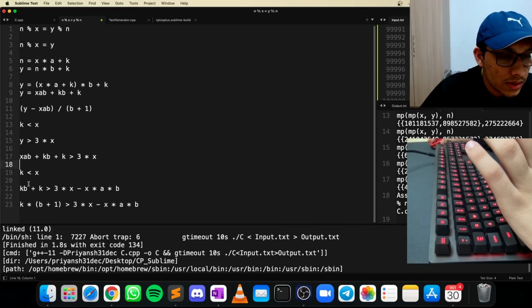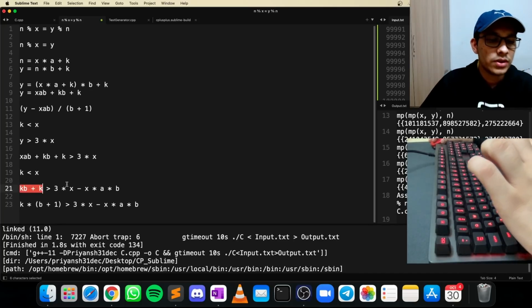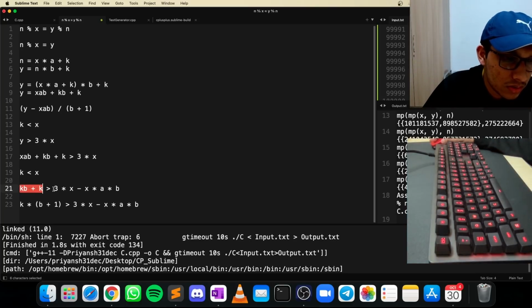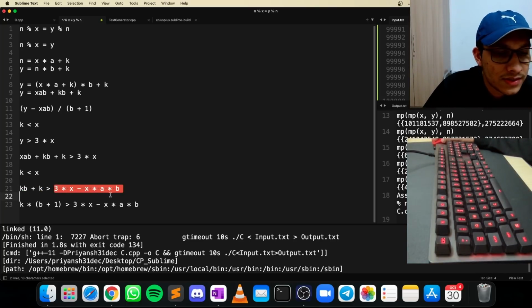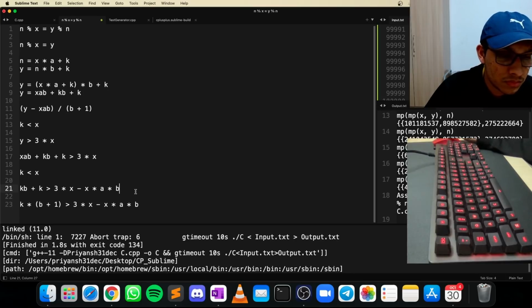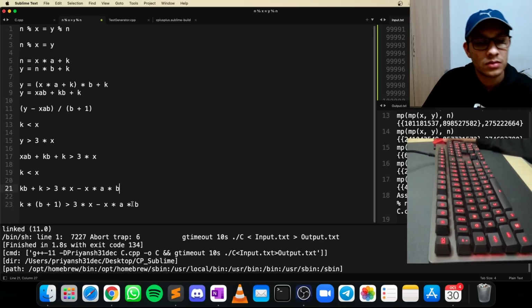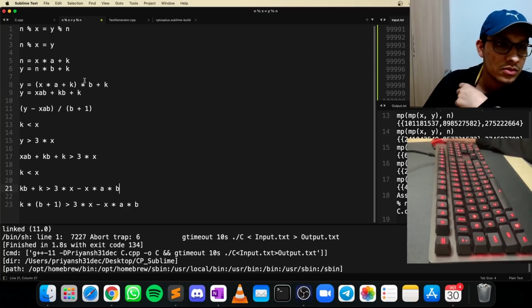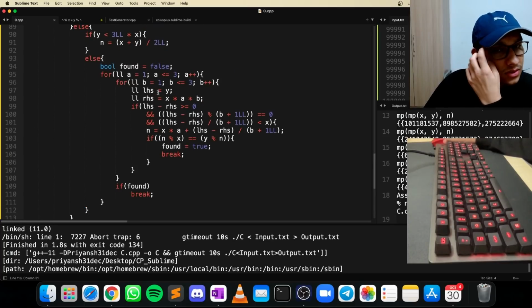Cool. Then we are also saying that k, oh, so it will always be greater. This is not like less, it will always be greater. But k has to be less than x. Okay. No, but this does not work. This is wrong.